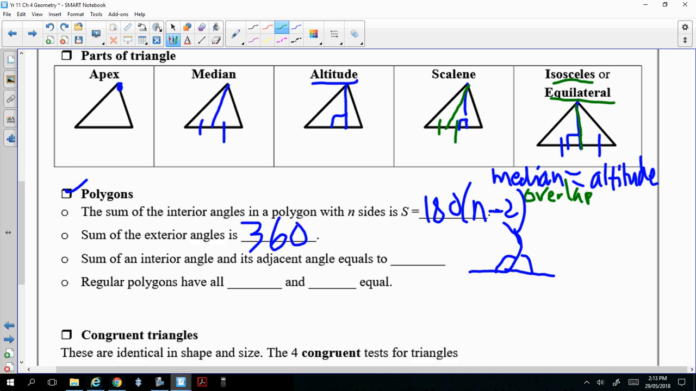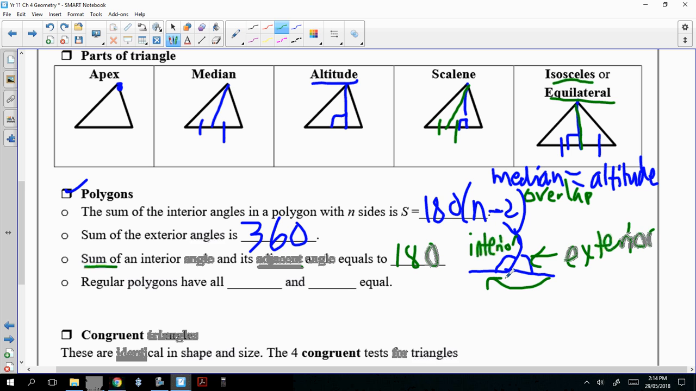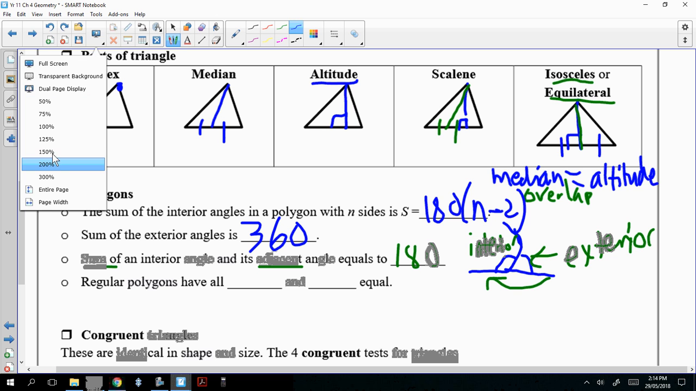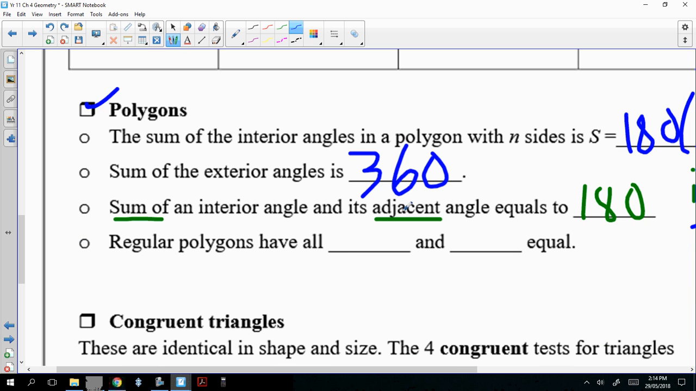So that's the interior, that's the exterior. The one adjacent to this is next to it. The exterior and the interior add up to 180 for a polygon. And for a regular polygon, all sides and all angles are equal. Okay, done. All right, so we looked at all the properties, all the words we know about triangles and polygons.